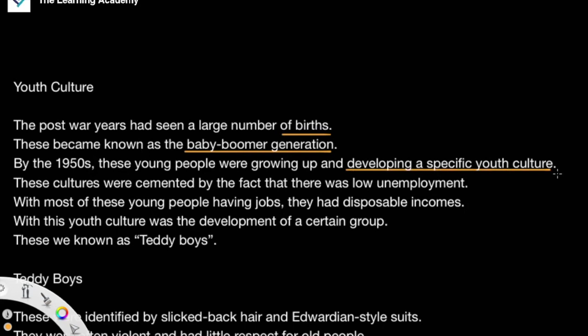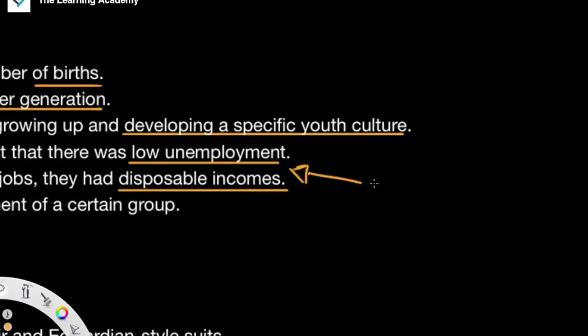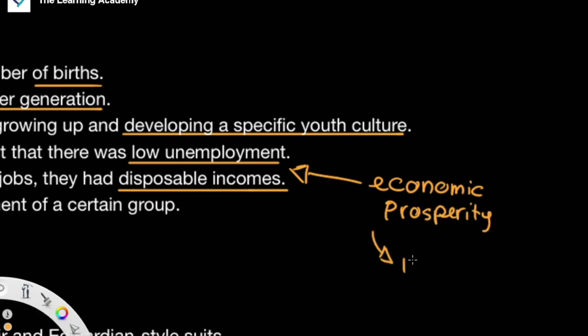So the cultural changes began to shift in this period of time, from immediately after the Second World War into the 1950s and early 1960s. These cultures were cemented by the fact that there was often low unemployment. So all of these young people had jobs, and therefore they had disposable incomes. The low unemployment is due to the economic prosperity, as we've already talked about in previous lessons, the prosperity and the post-war boom.